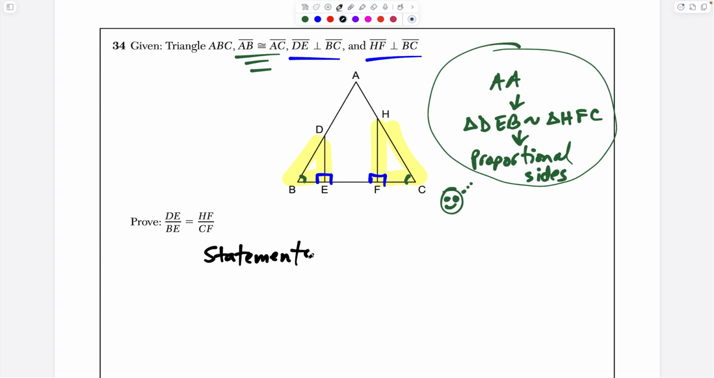Now, something that's very important when you are writing out your statements and reasons, even though it's very tiring, it's very important that you write the givens as your first statement. If you do not include the givens, then you don't get full credit.